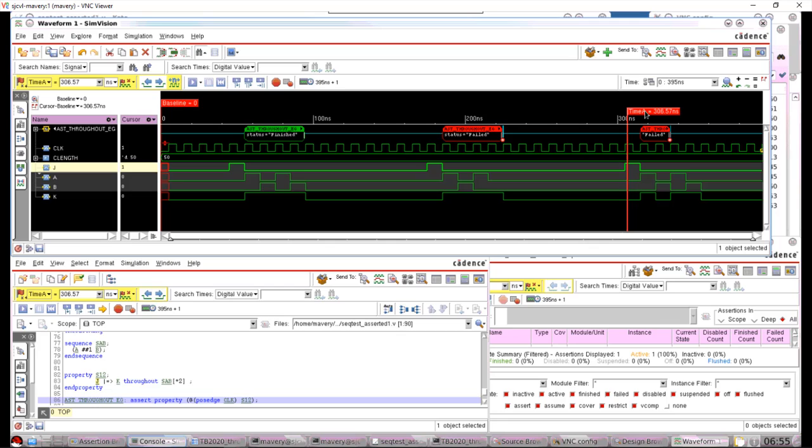Here we've got J occurring and we have the sequence AB, AB occurring twice, but K has dropped for one of these cycles here. So we're sampling K low on this rising edge, which is the reason for that fail. As soon as we sample K low, we know that the right-hand side of this property cannot complete. Therefore, we know we've failed already.